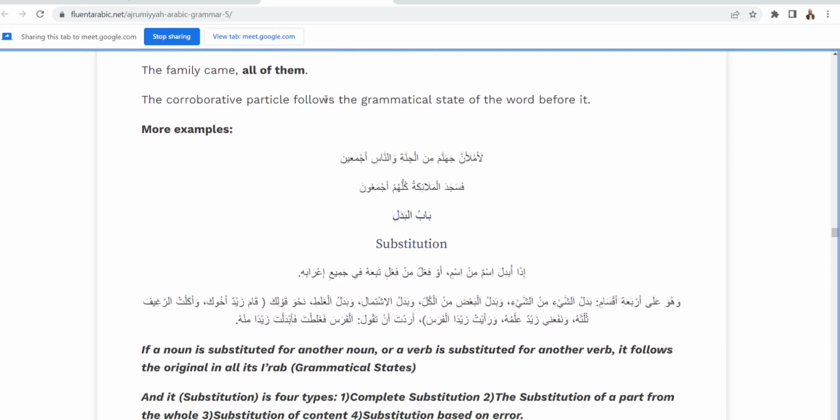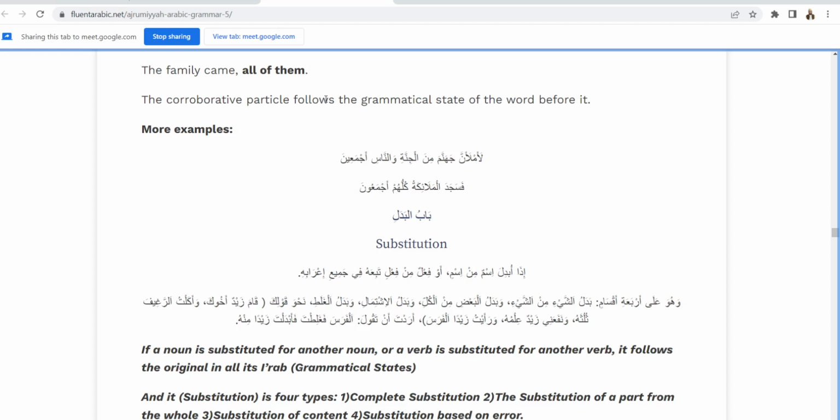They fell into prostration, the angels, all of them. So all of them, كلهم أجمعون. Look how many emphases here. فسجد الملائكة كلهم أجمعين. كلهم and also أجمعون. This is two times of emphasis.